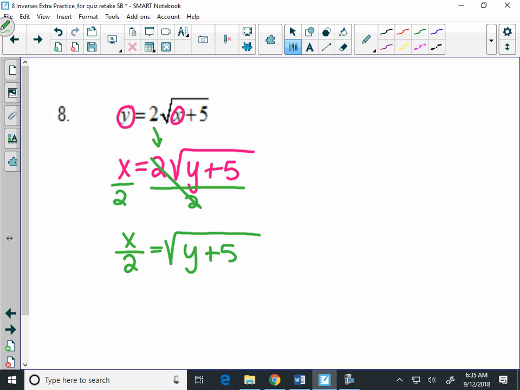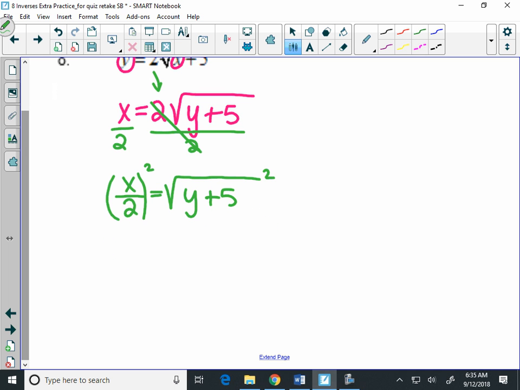Now we have to move to the square root. The way you undo a square root, or get rid of it, is to square both sides. Now be careful on the left. The reason I chose this problem is because on the left you have to square the entire quantity, x over 2, not just the x. So when you square that quantity, you square the x, which is x squared, and you square the 2, which is 4. So you have x squared over 4 equals, now, y plus 5.